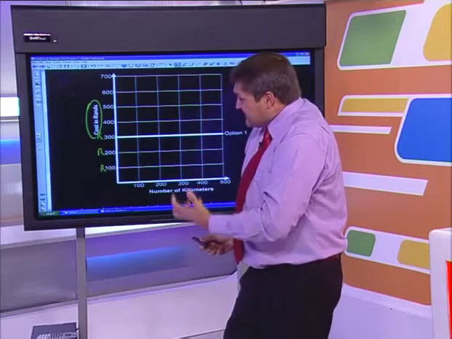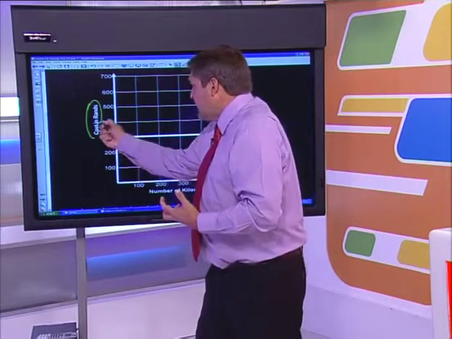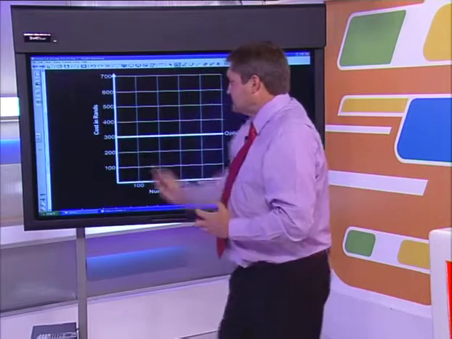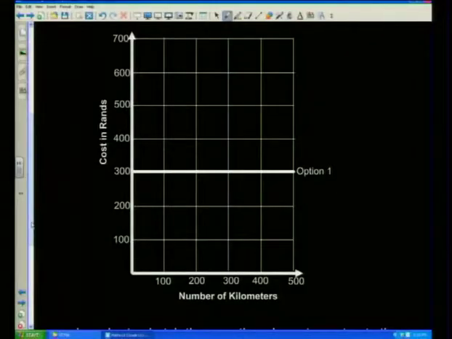But to save me putting the R's in front of every number, let's get rid of it. I'm just going to say cost in rands. Now, on my horizontal axis, I've got the number of kilometers. Do you see that? In any graph, I've got to label my vertical axis and my horizontal axis. I've also got to give my graph a title. Those are three things the examiner is going to look for right in the beginning.